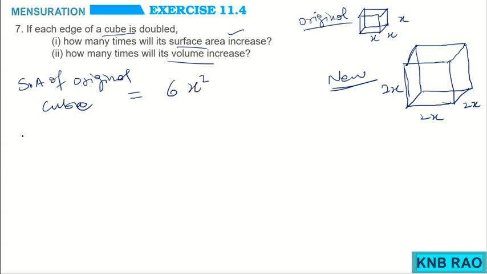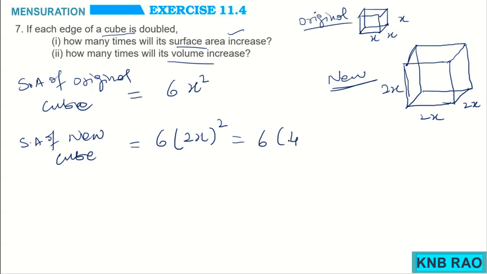Now the surface area of the new cube is 6 times, where instead of x I have 2x, so I have to square that 2x. So 6 times 2x square is 6 times 2x into 2x, which is 4x square. If I take 4 outside and 6 inside, it becomes 6 4s are 24, or 4 6s are also 24. So 4 times 6x square.